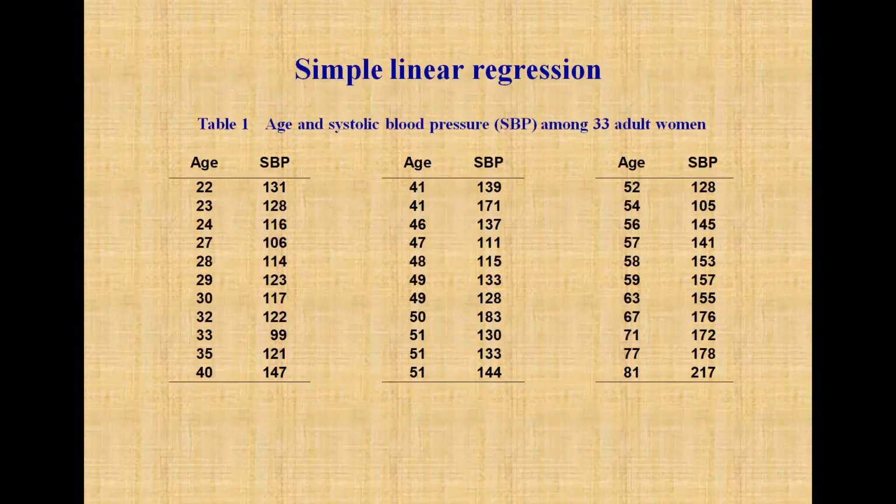So, simple linear regression. We have learned about simple linear regression. This table shows age and systolic blood pressure among 33 adult women. In the first column, age is given, and systolic blood pressure is given. Is it clear? So to know the impact of age on systolic blood pressure, we can use simple linear regression.